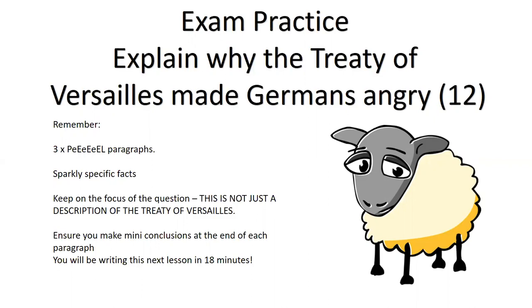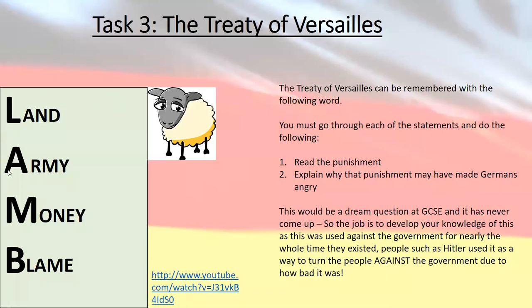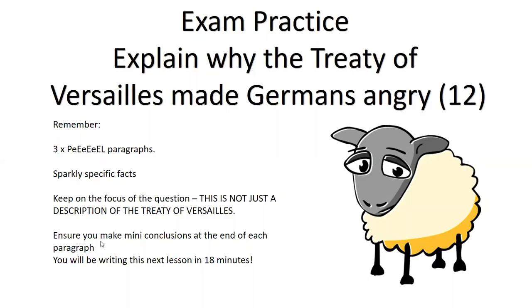Okay? Now, this is a question you will be writing. Just make sure that you have an understanding of 2 or 3 things of each one. So 2 or 3 for land, 2 or 3 for army, 2 or 3 for money, 2 or 3 for blame. And that really does sum up the Treaty of Versailles. Okay, go back through it, have a look, and make sure that you'd be secure knowing 2 or 3 aspects of each of land, army, money and blame.